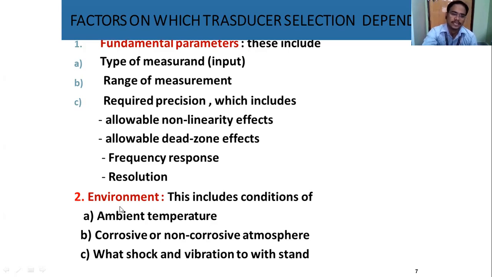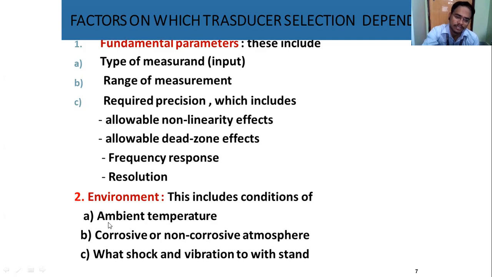Next, the second factor on which the transducer selection depends is environment. This includes conditions of ambient temperature. Depending on the ambient temperature, we will select the transducer. For example, again a simple example, and this will come under limitations for using any instrument. If I use the ordinary thermometer, the readings are from 0 to say 110 degrees Celsius. So we cannot use this ordinary thermometer in cold areas where the temperature of the atmosphere is recorded as minus degrees Celsius. There we cannot use the ordinary thermometer.